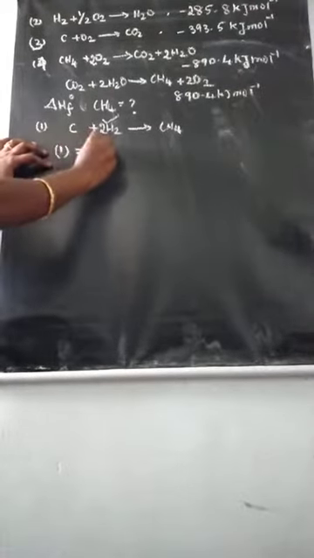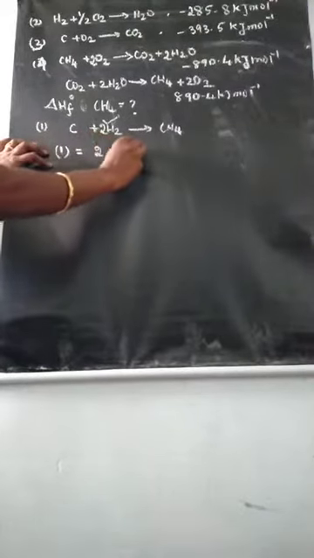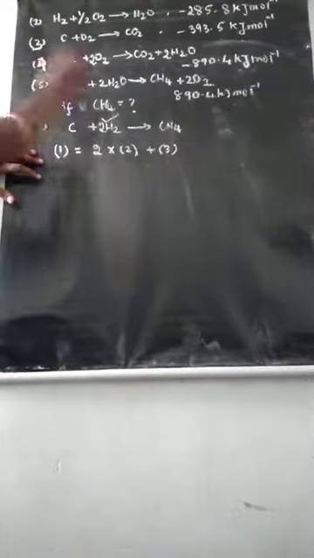Just write this equation, the relation. Equation 1 is equal to equation 2 multiplied by 2, plus equation 3, plus equation 5.